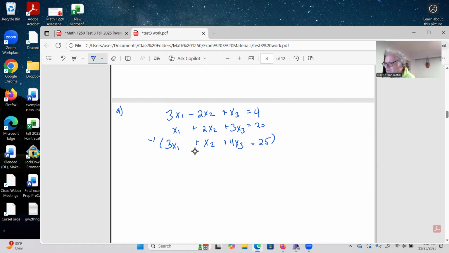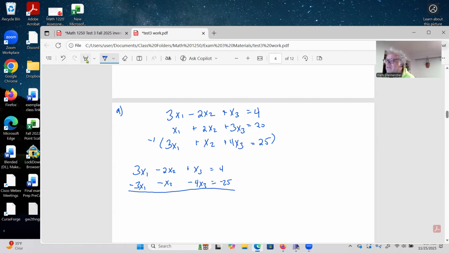Here is row one: 3x1 minus 2x2 plus x3 equals 4. And I'm multiplying row 3 by negative 1, so we have negative 3x1 minus x2 minus 4x3 equals negative 25. We're just going to add these together. The whole point is I want to get rid of my x1s first.